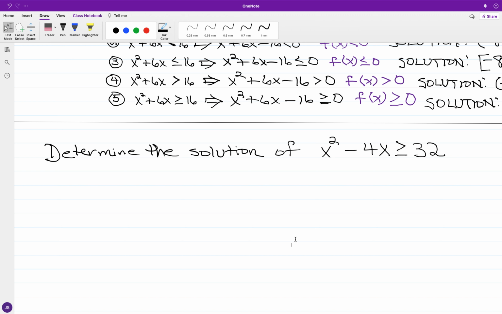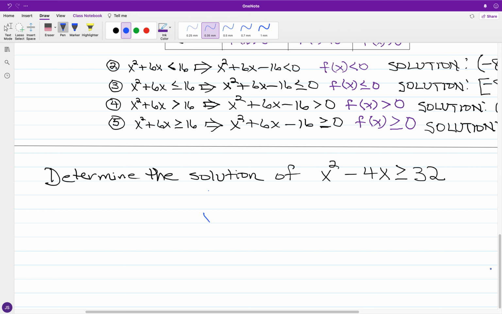Okay, for this inequality, we have x squared minus 4x is greater than or equal to 32. And so for setting things up, we need to determine just what zeros we're going to have for this expression. So we're looking at determining the solution of x squared minus 4x is greater than or equal to 32, finding out just what values of x we're going to be working around in the table setup.